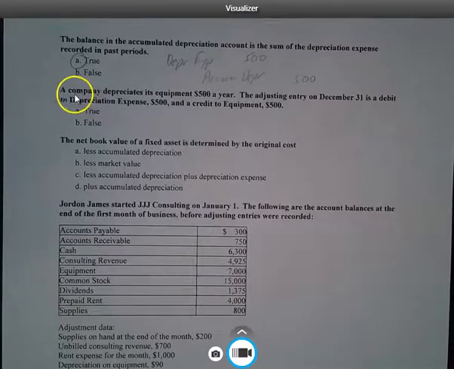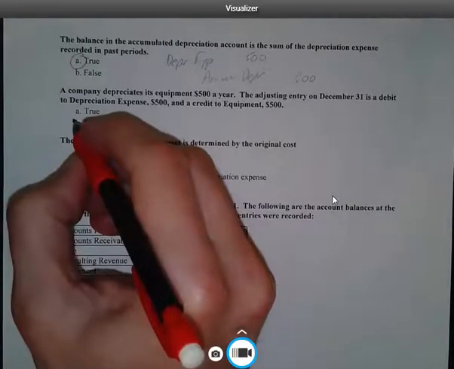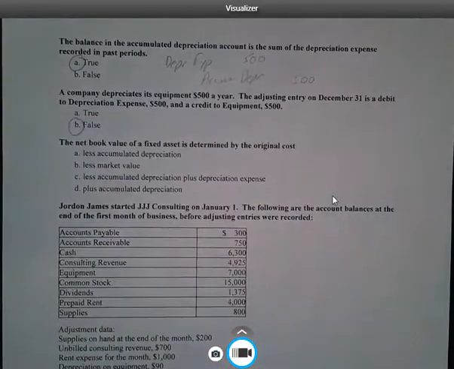All right. It says a company depreciates its equipment $500 a year. The adjusting entry on December 31st is a debit to depreciation expense, $500, and a credit to equipment, $500. I really hope you got this one right, at least in your head. If you worked ahead before and you got it wrong, that's okay. But I hope you know that this is a false statement.